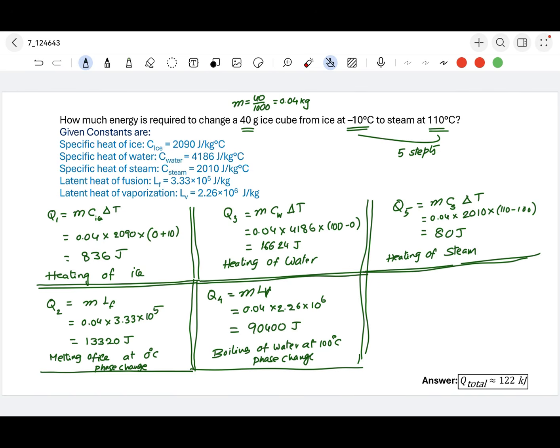Okay, in this complete process, the total heat energy used is equal to Q1 plus Q2 plus Q3 plus Q4 plus Q5. We have to add all of them. 836 plus, okay, so let me write otherwise, 13320 plus 16624 plus 90400 plus 804 joules.